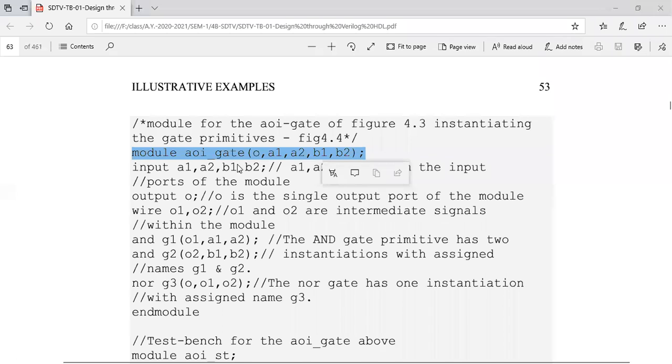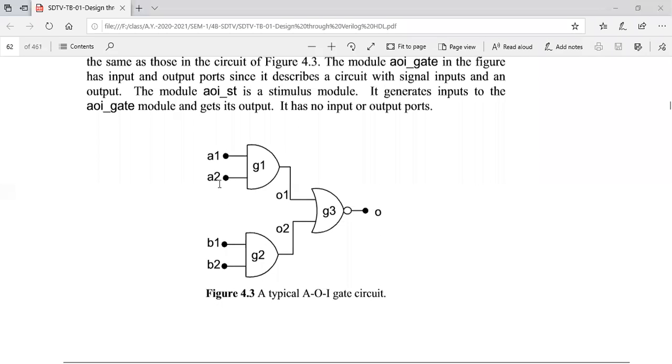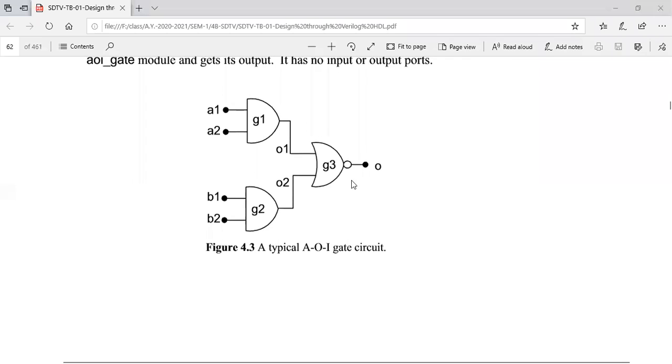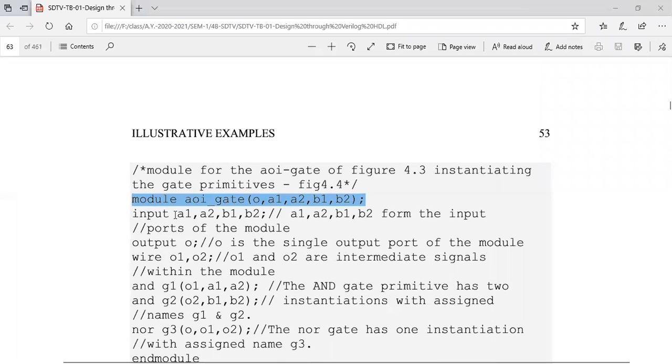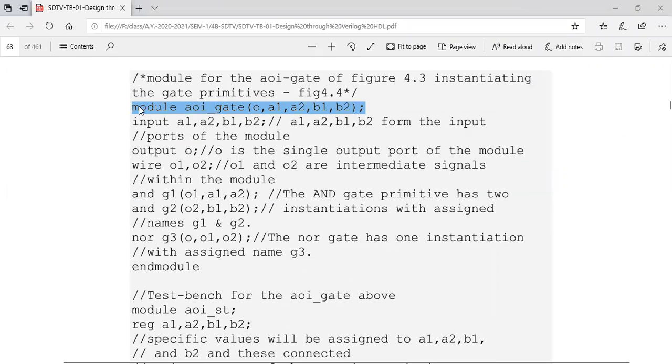We want to write a program for the AOI gate. In that, what are the outputs and what are the inputs? A1 and A2, B1 and B2 are the inputs. O is the output. These O1 and O2 are the intermediate signals, right? When we instantiate it, I am giving the name AOI gate to that particular module. First we write the output, then we write the input. If we have inouts, we write them in between the outputs and inputs. Then you see here now.